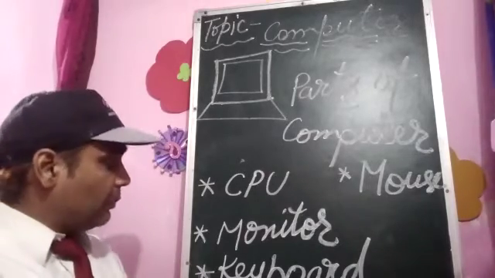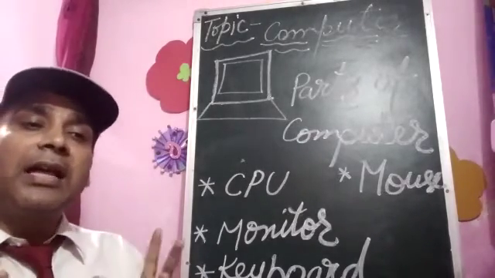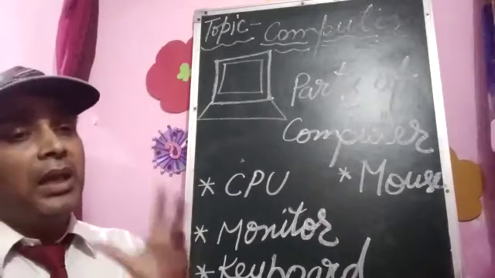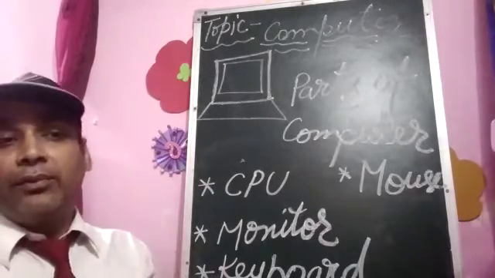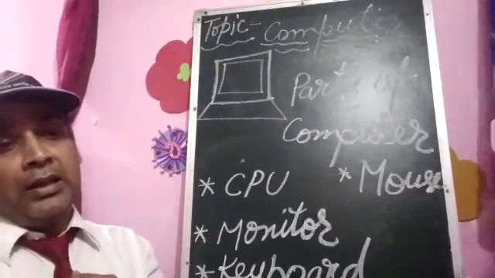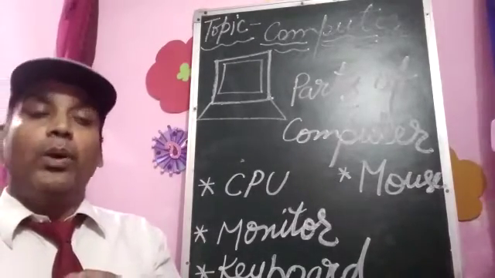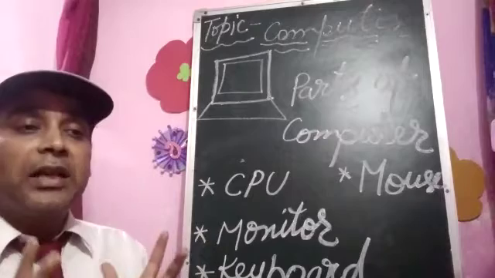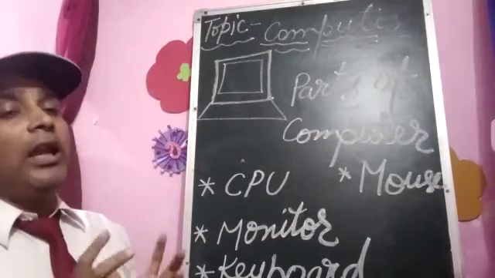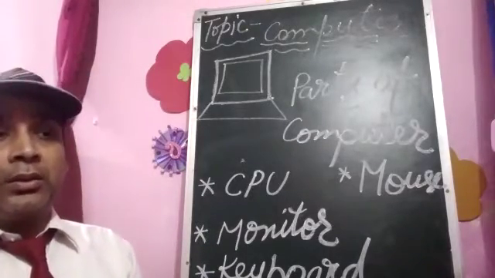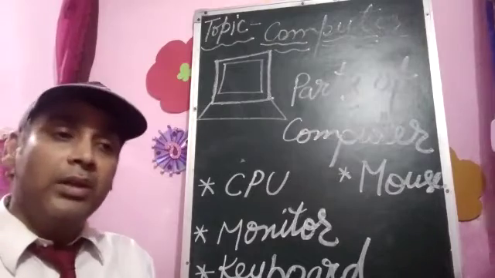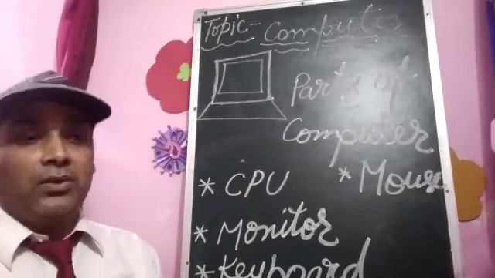Next is the keyboard. Keyboard has many keys. It is a main part of computer used for typing purpose. The number of keys on the keyboard is 104. The keys are used to type or input information such as data, words, numbers, etc.